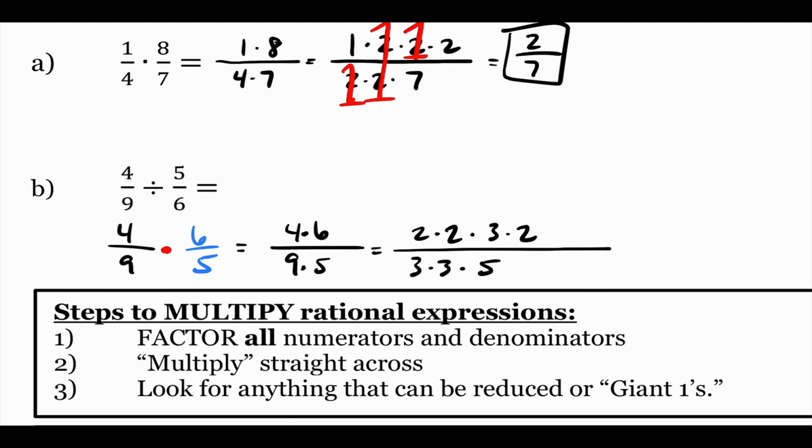Okay. What do we look for to cancel out? Let's see. I got a 3 here and a 3 here, and I think that's all that would cancel out. So on top, I get 2 times 2 times 1 times 2. 8. On bottom, I get 1 times 3 times 5. 15. Okay.